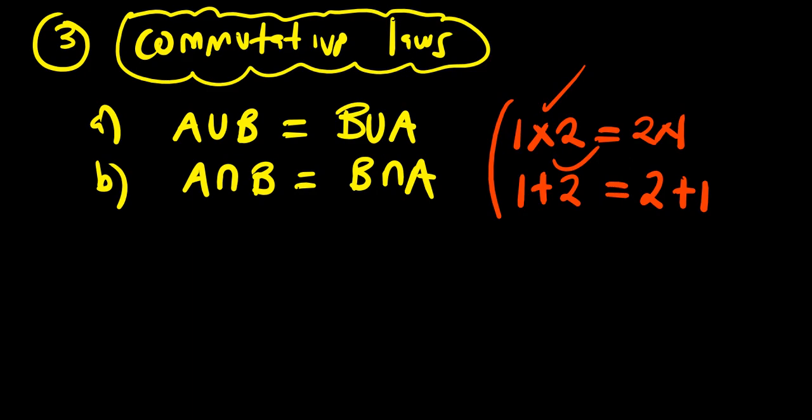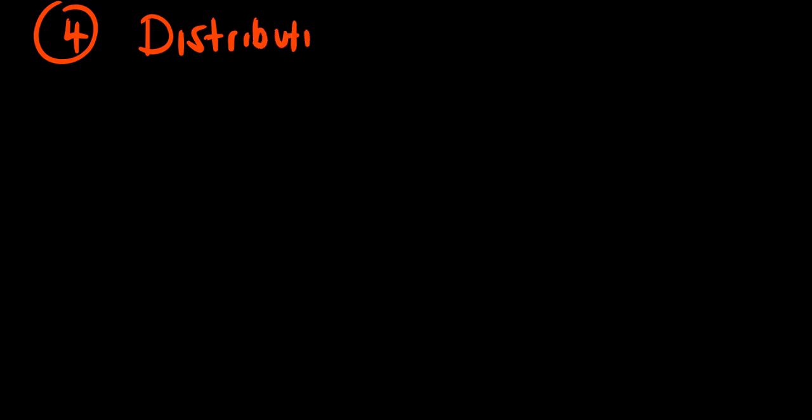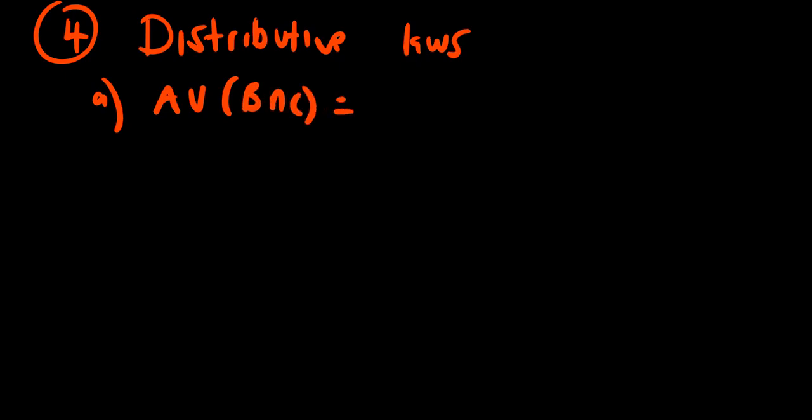Now let's talk about another law that you need to understand. There's what is called the distributive laws. Okay, so according to the distributive laws, the first one is, if you say A union B intersection C, this is just the same as A union B intersection A union C.